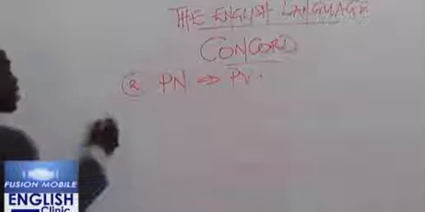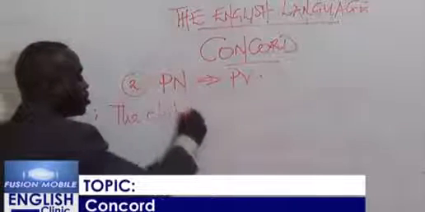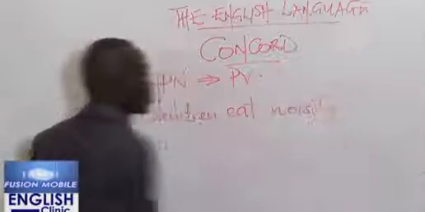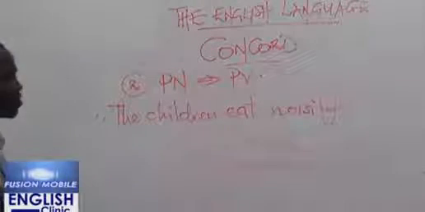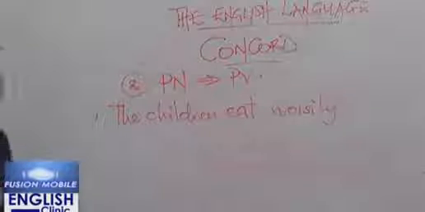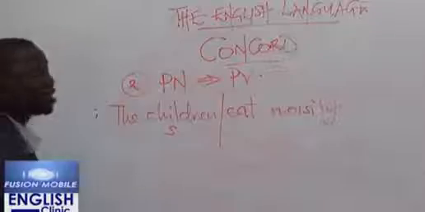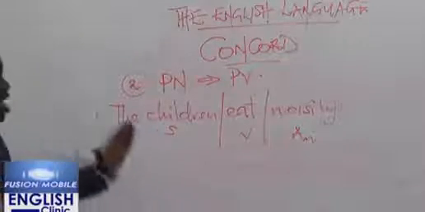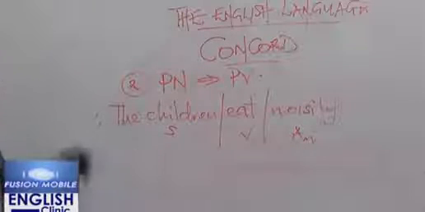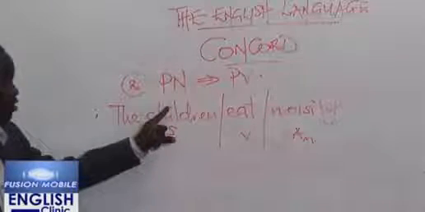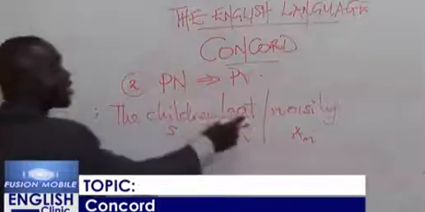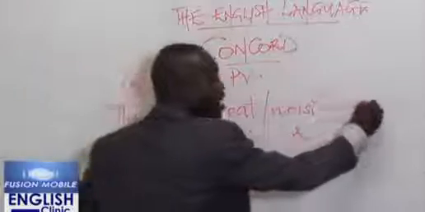Now, let me give us an example. In this example, let's have something like: the children eat noisily. If you want to break this sentence into its elements, we will discover that children is our subject, eat is our verb, and noisily is the adverbial of manner. Remember, the Concord is between the subject and the verb. Now, we will discover from this example that the children is a plural noun, and it's going to agree with what? With the plural verb. Our verb is what? Eat. So this sentence is grammatically correct.